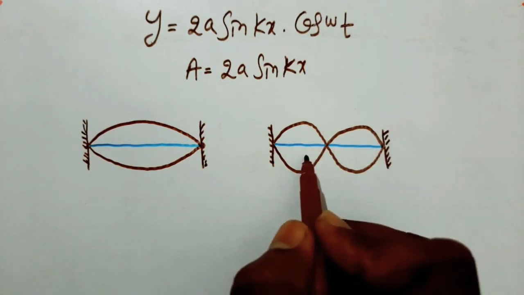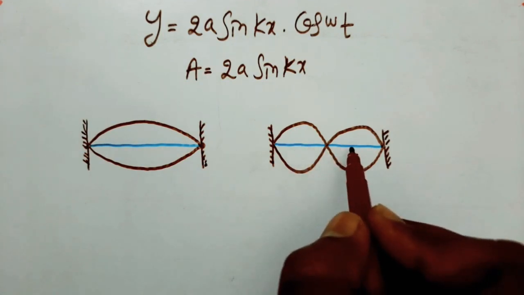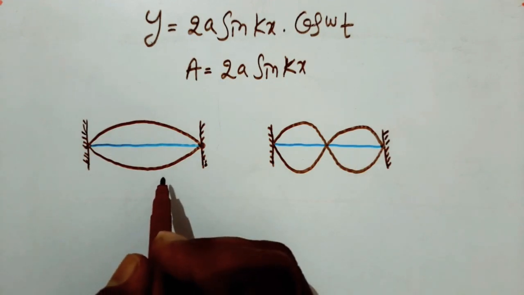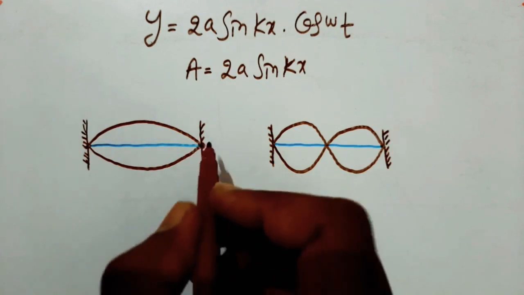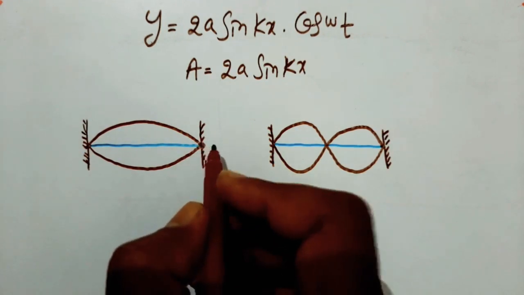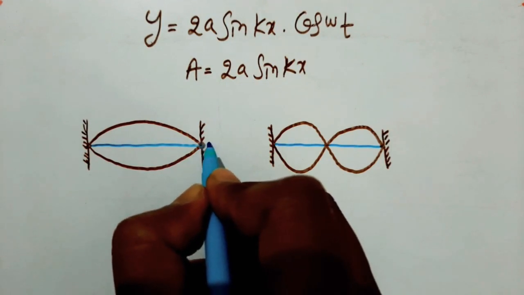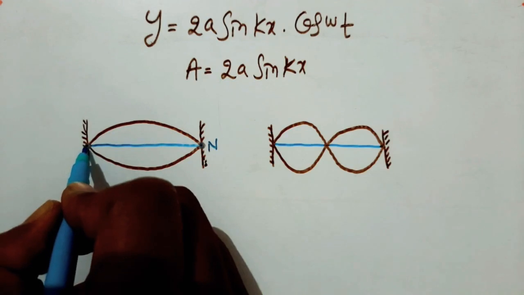So this string is oscillating with two loops. Here is the first loop, this is the second loop. The positions of zero displacement are called nodes. Here it has zero displacement, so the position of zero displacement is known as a node. Here also it has zero displacement.